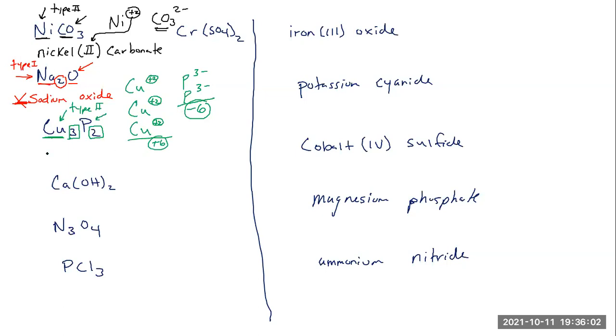Now we're ready to name it. Whole name of the metal, copper. Roman numeral here would be 2, not 3. Again, it is 2 because if we took out one of those metals, it is a +2 charge. We have 2 phosphorus, which doesn't matter because there's no prefix here. We just roll with phosphide, IDE, at the end of it. Any questions on that one?